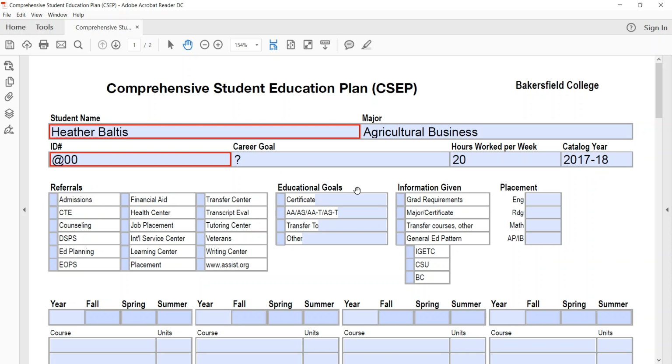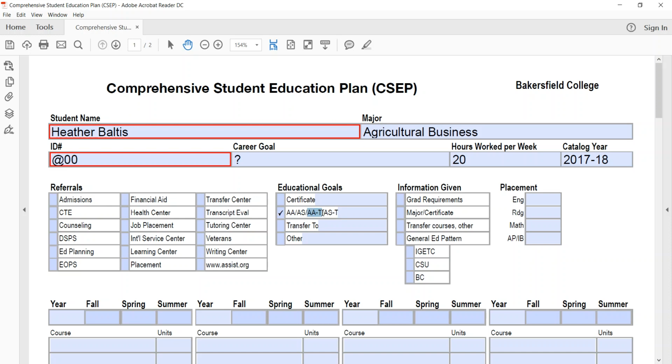The next thing that I want to draw your attention to is your educational goals. I'd like to know what your end game is. So if you want to get a certificate, click here. If you want to get your AA or your AS or your AAT or your AST, go ahead and click here. The difference between all of these is all of them are transferable to four-year universities.